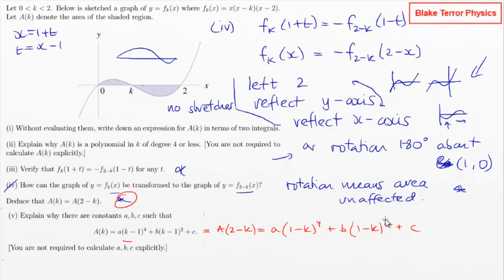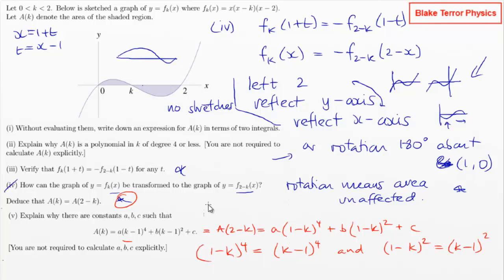Explain why there are constants such as that. I mean, that's all right, isn't it? Because the c's would just cancel. And these things are the same as each other because we're squaring. Yeah, I mean, the 1 minus k to the power 4 is the same as k minus 1 to the power 4. So you could make that comment then. 1 minus k to the power 4 is equal to k minus 1 to the power 4. And 1 minus k squared is equal to k minus 1 squared. So these things are the same as each other.